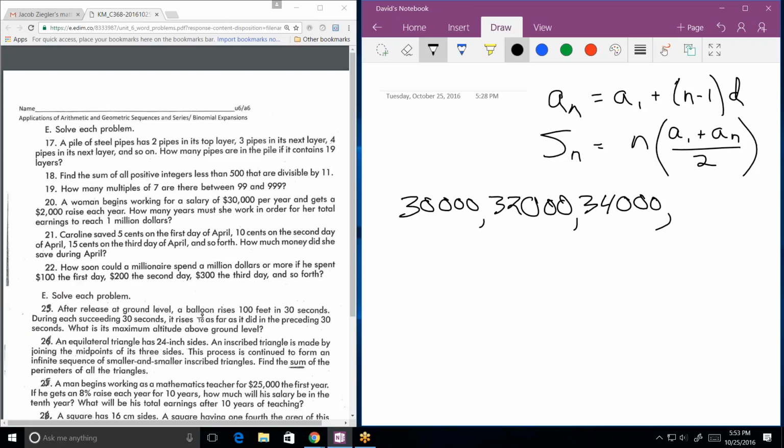So some number I'll call x. If I can figure out what x is such that the total of all of these is greater than 1 million. Let me think for a minute. So I'm saying S sub n has to be greater than 1 million, and S sub n is equal to the number of terms times the first term plus the last term, which we don't know, divided by 2.